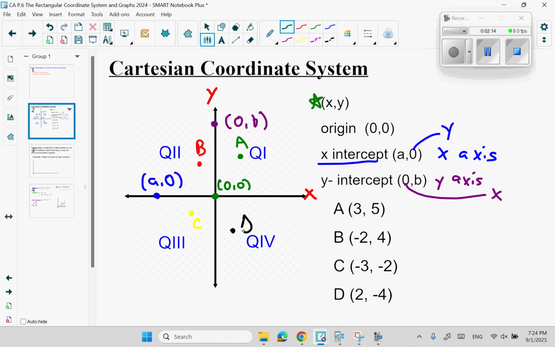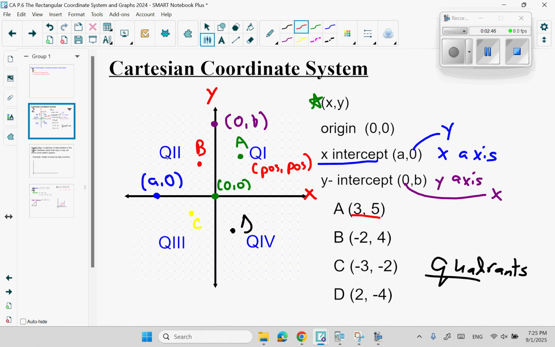And then you'll see these labels of Q1, Q2, Q3, Q4. Those are called quadrants. Quadrants, with the root quad meaning 4, are just different sections to line these up. You'll notice that in quadrant 1, we had coordinate A. We had both positive values. So quadrant 1 is always positive, positive.